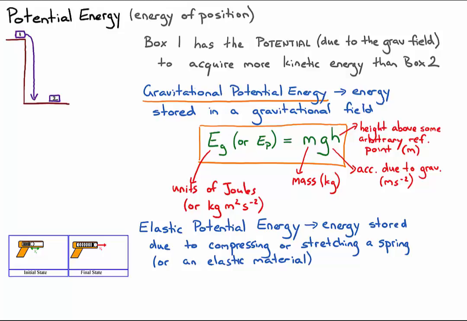Now, it turns out that elastic potential energy is actually just due to electromagnetic interactions between the particles in the spring itself, but we use the term elastic potential energy or spring potential energy for springs or elastic bands or anything that stretches and compresses but then bounces back to its original state. So it's a general term we use for those macroscopic phenomena.